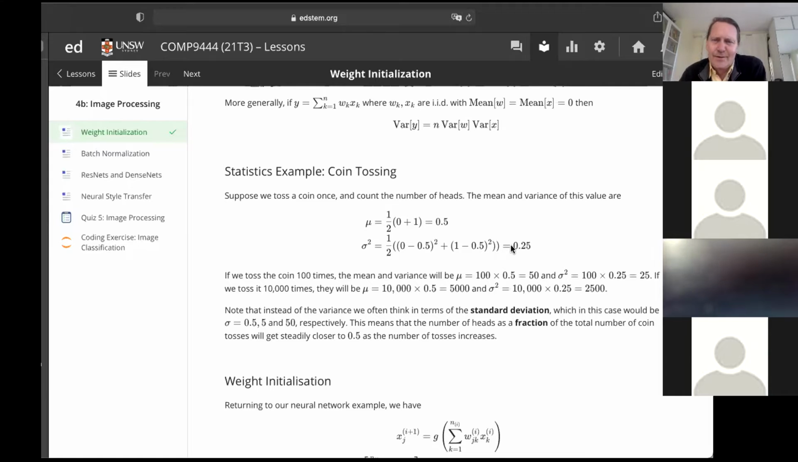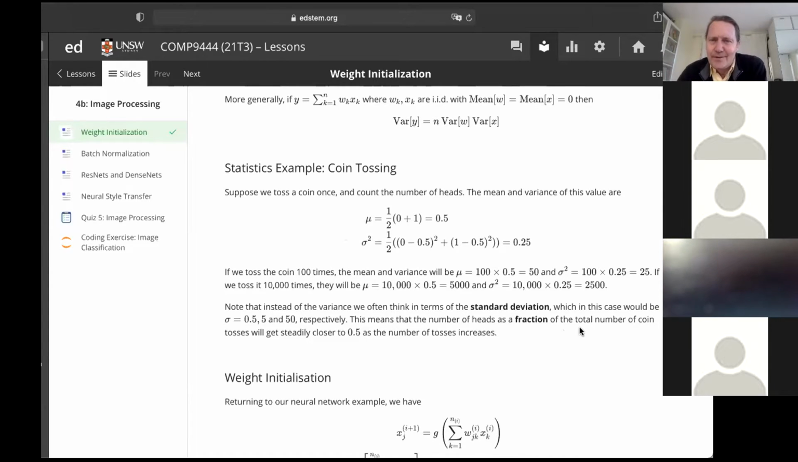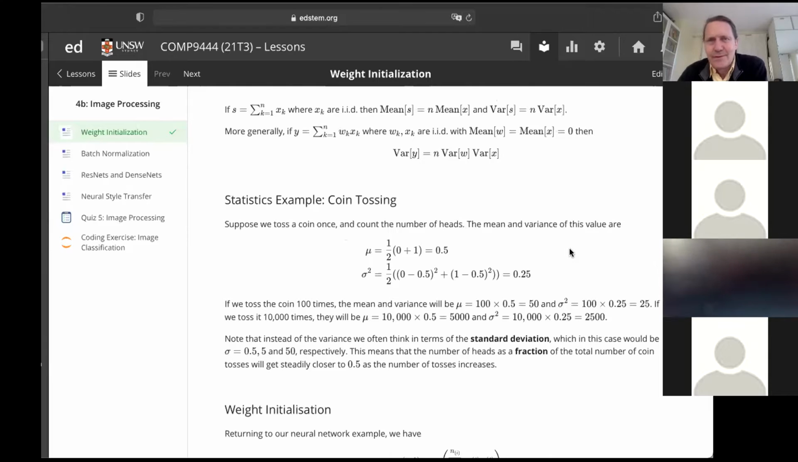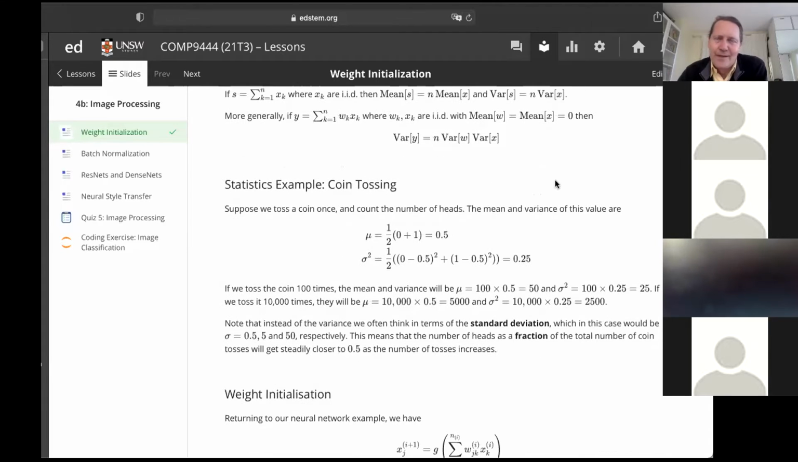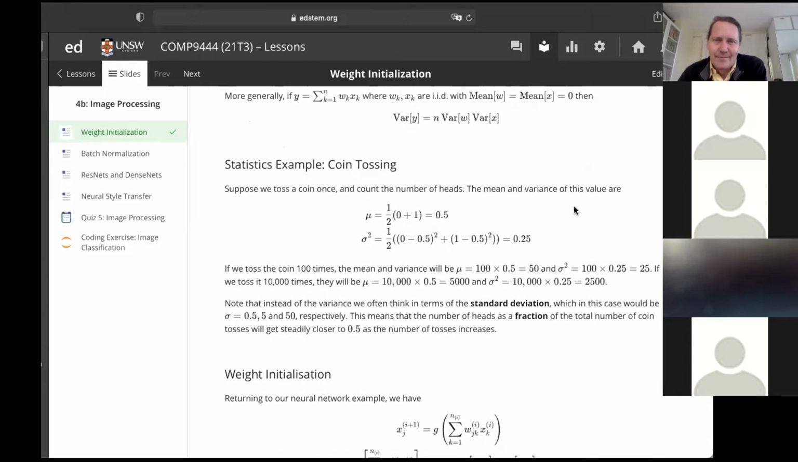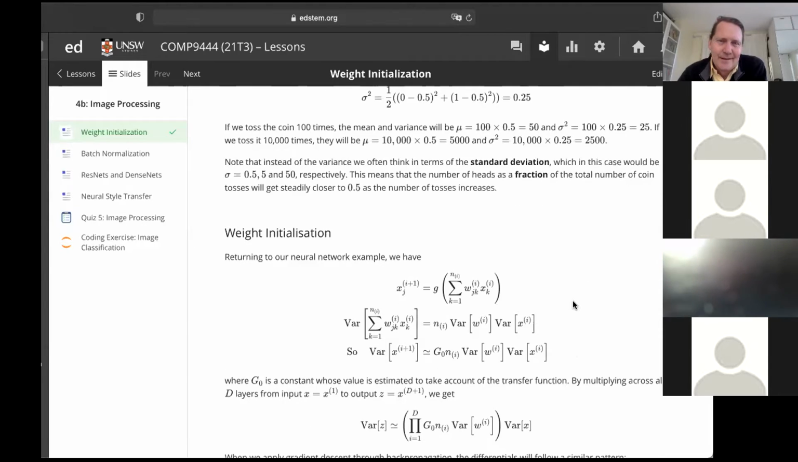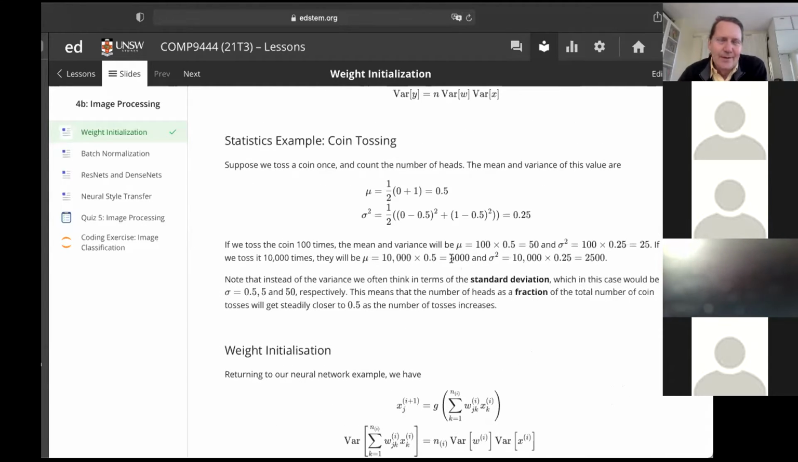And if you toss it n times, then you multiply both the mean and the variance by n, which means the standard deviation gets multiplied by the square root of n. So if you're the kind of person who likes to see the application of something rather than just seeing it first, you can go and have a bit of a look at this example in 4B.